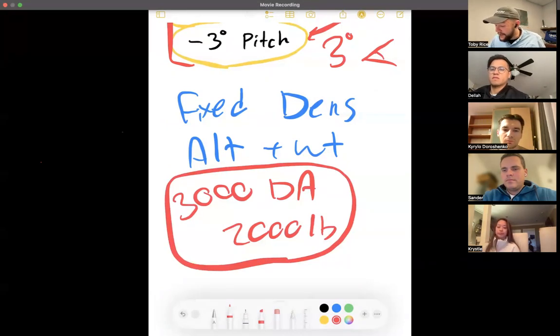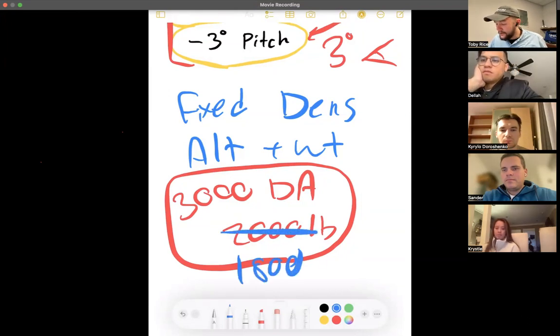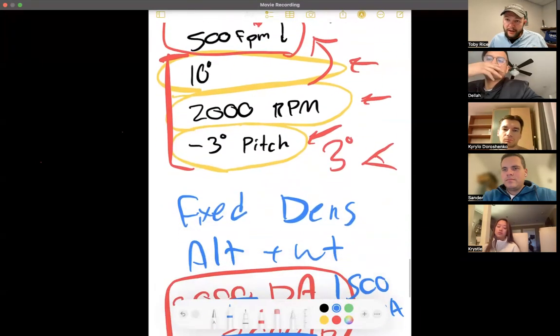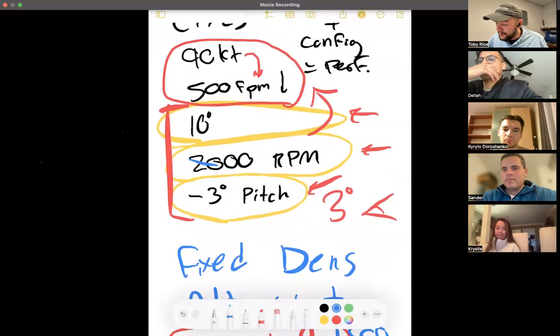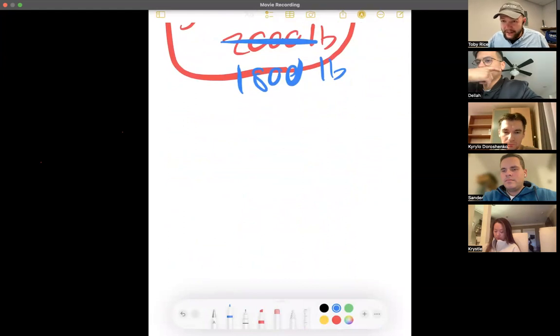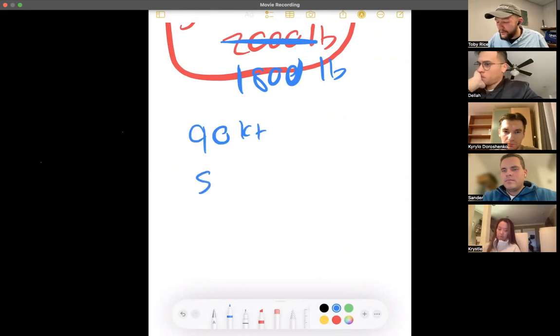Now, guess what? If I'm lighter, at 1,800 pounds and maybe 1,500 density altitude, then I might only need 1,800 RPM to do the same thing and 5 degrees nose down pitch. It might change slightly, right? But what you have to do is go up and record these numbers. You start off with the fact that I know I want 90 knots and I know I want 500 feet per minute.